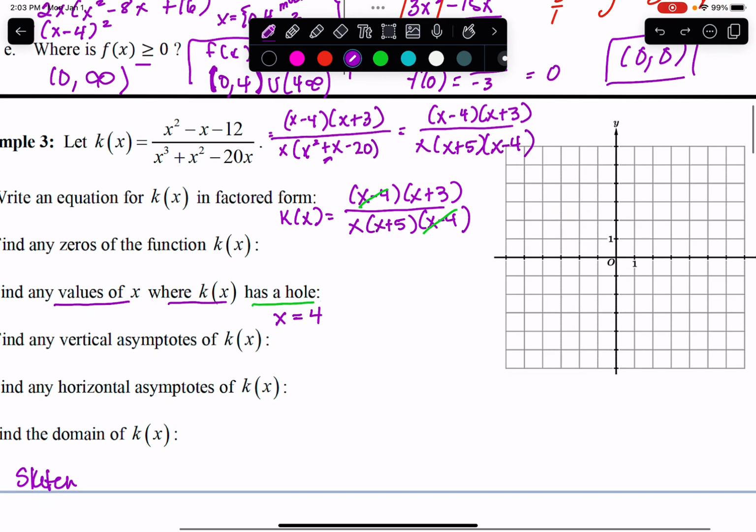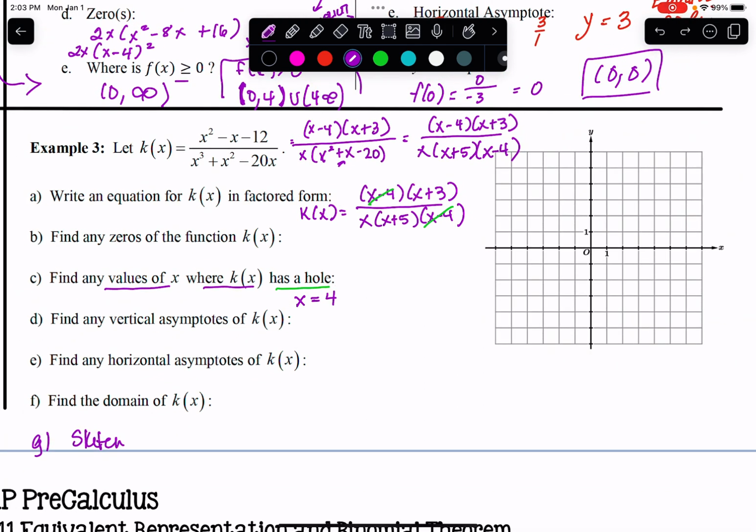So I said I was going to rewrite this with the whole crossed out. So I'm going to write it down here. K of x is equal to x plus 3, this is the simplified version, over x times x plus 5. So when I answer some of the other questions, that's what I'm looking at. Find any zeros of the function. There's not a 0 at 4, because that got crossed out. So the only 0 from the top right here would be x equals -3.